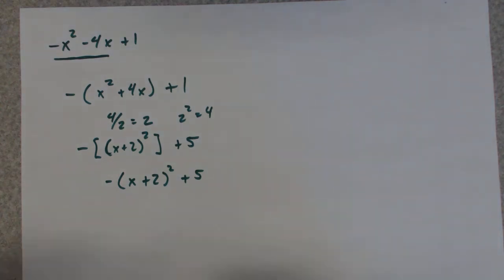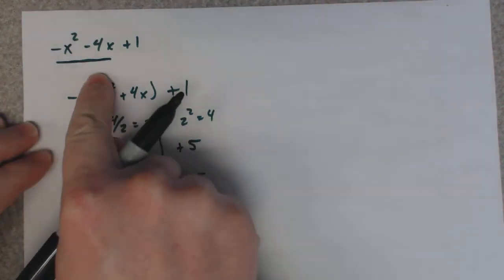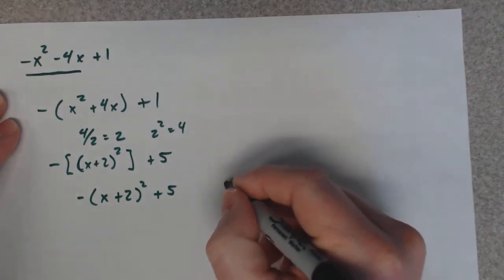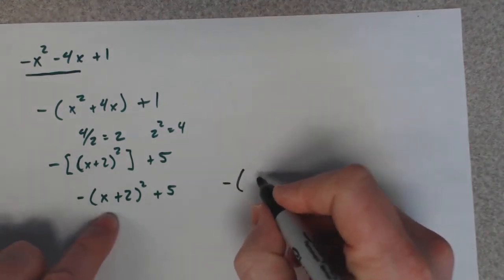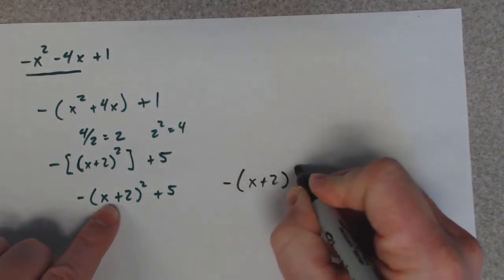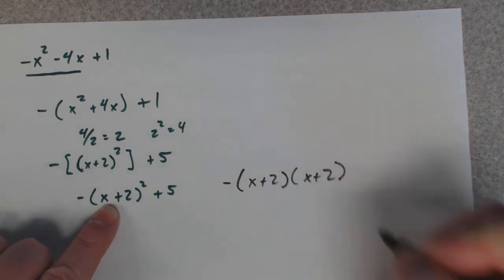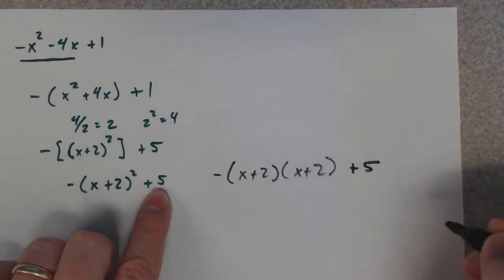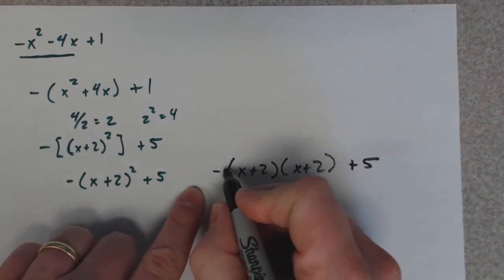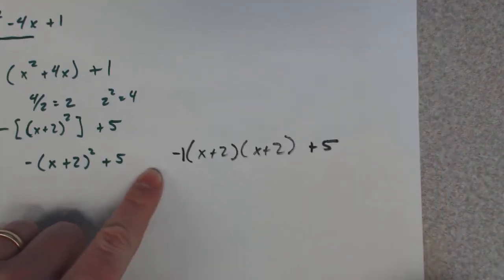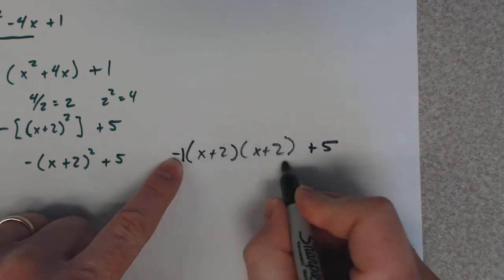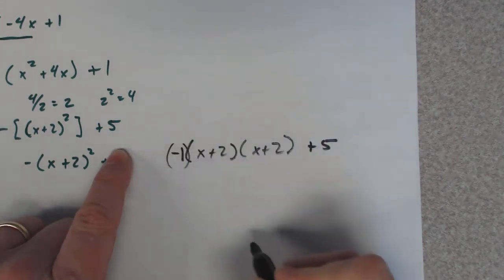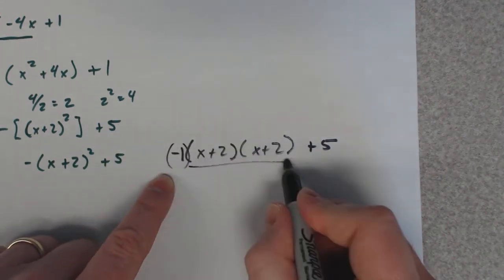What I mean by that is I should be able to multiply this out and get back what I have here. So if I multiply that out, it'd be a negative times x plus 2 times x plus 2. Oh, and the plus 5. So now if I multiply, this is like saying multiplying by negative 1. Okay, so let's multiply this part out first. It doesn't matter what order I multiply in, right? So I'm going to multiply these two guys out first.